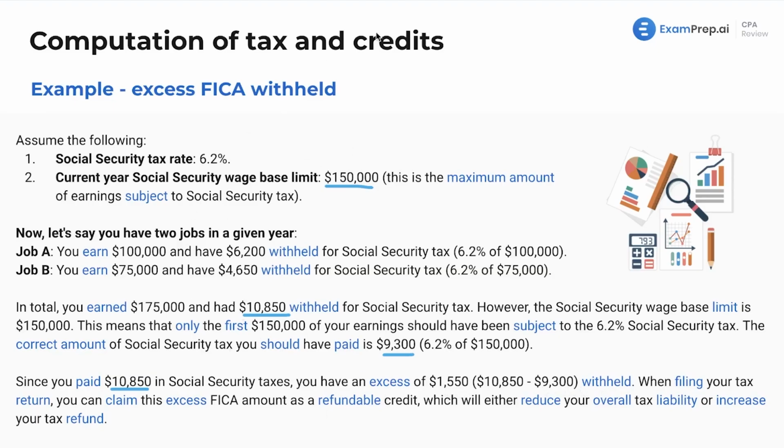Now, again, is this a credit? No, this is not a credit at all. We're not talking about credits, but it essentially functions the same as a credit, right? It's money directly back, dollar for dollar, to your wallet. When filing your tax return, you can claim this excess FICA amount as a refundable credit, which will either reduce your overall tax liability or increase your refund, depending on how it all works out in the end.